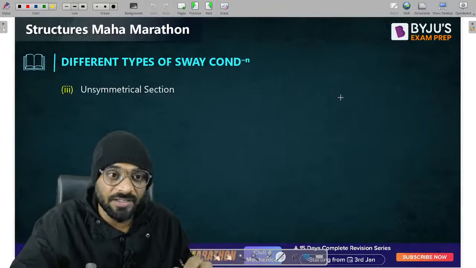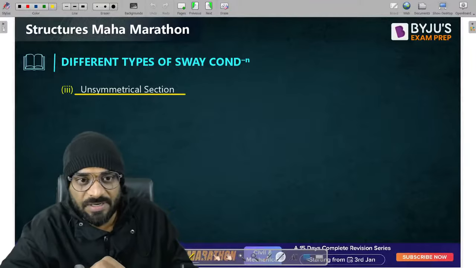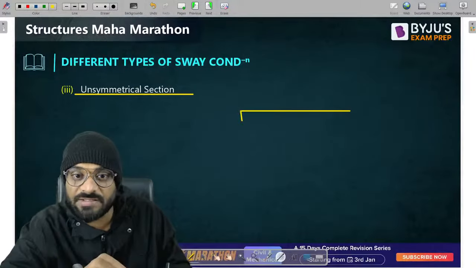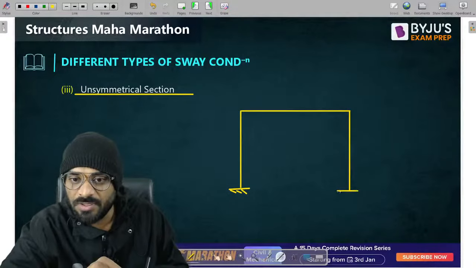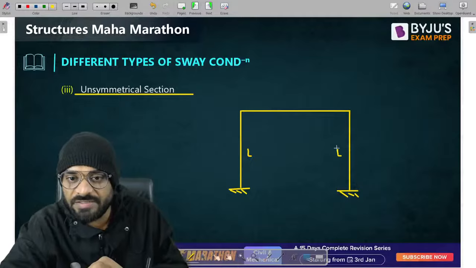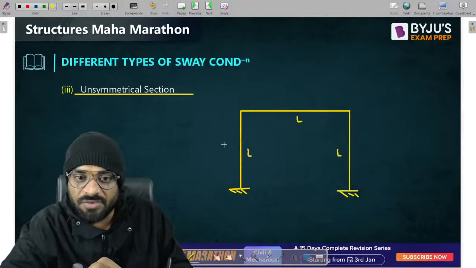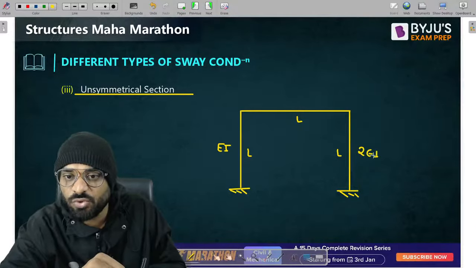Let's understand the third condition. Unsymmetrical section. What is unsymmetrical section? The value of EI is different, but the length of member, support condition is same. Let us suppose this is fixed, length is L, this is also L, but the value of EI is EI over here, and the value of EI is 2EI over here.